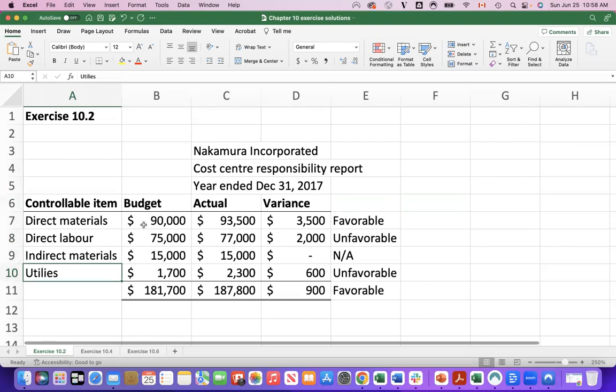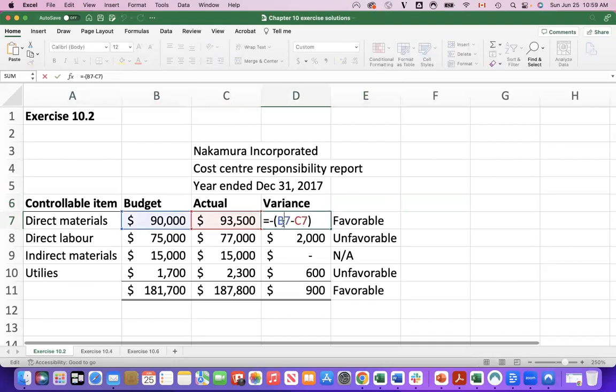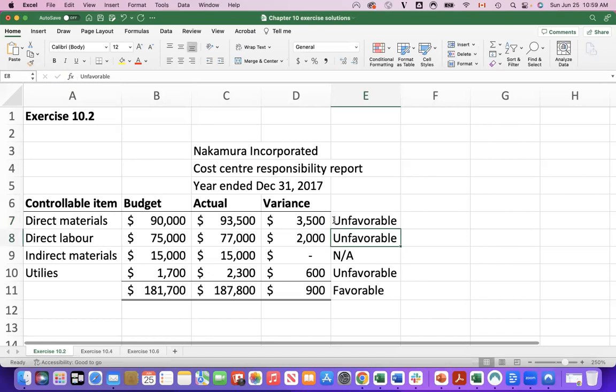So for materials, they had budgeted $90,000 for the year of 2017. They actually spent $93,500. So there was a $3,500 variance between the two, a difference between the two. And that's going to be an unfavorable variance since they spent more than they had anticipated.